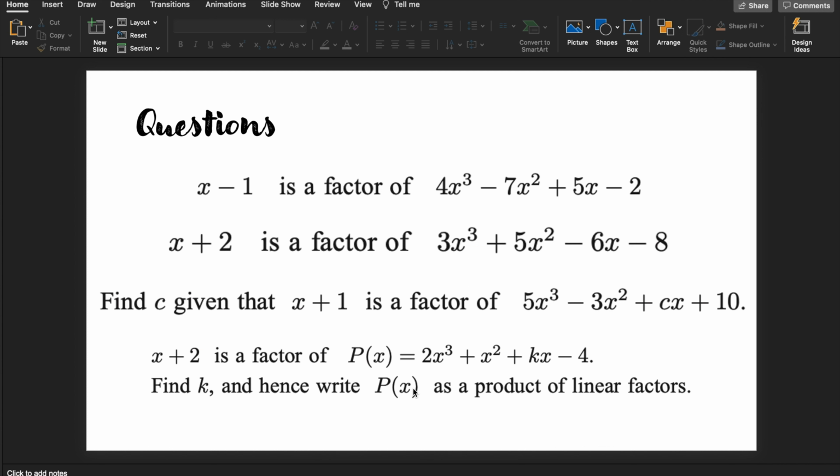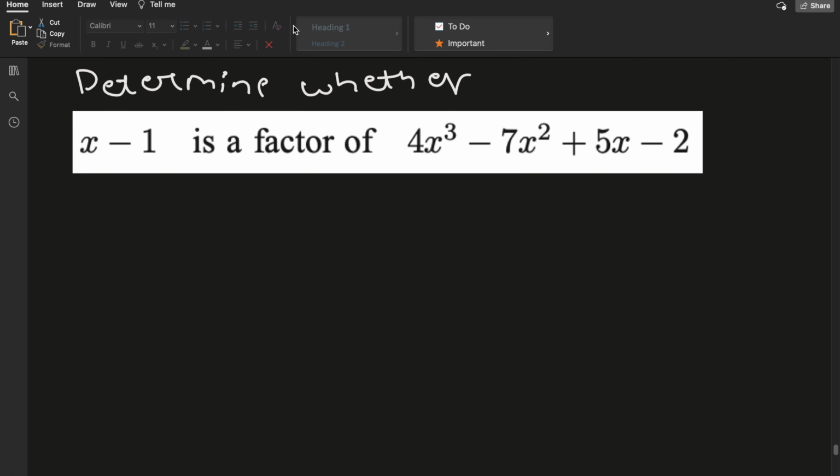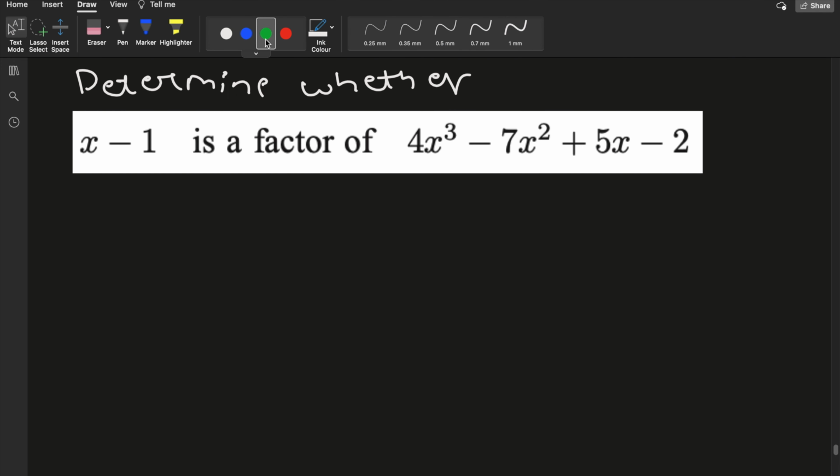Take a few minutes to solve this. For these two questions, let's determine whether the given expression is a factor. So take a few minutes to solve it, then I will solve it after you're finished. So just unpause the video after you're done. And yeah, okay. So now let's go on to the problem. So let's start.